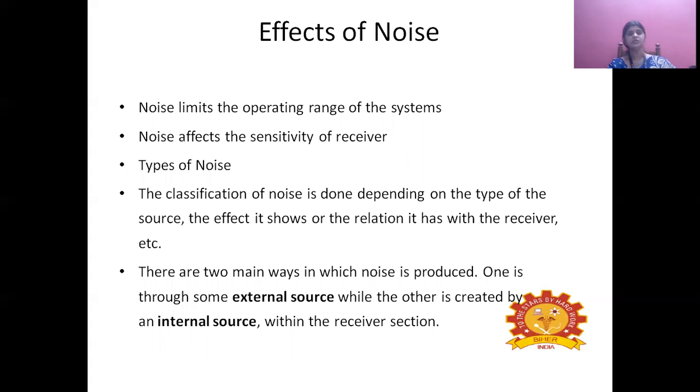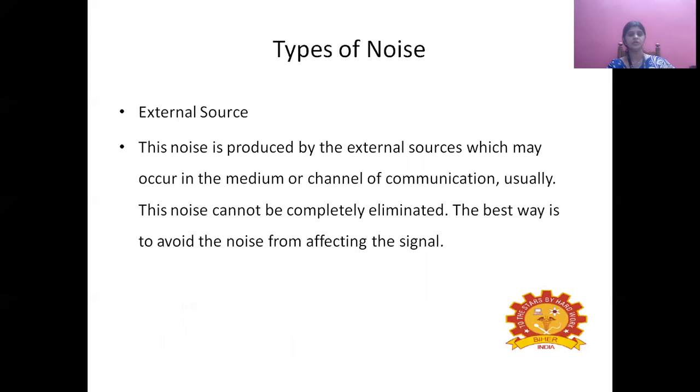The types of noise. The classification of the noise is done depending upon the type of the source, the effect it shows, or the relation it has with the receiver, etc. There are two main ways in which the noise is produced. One is through some external source, that is, the source of noise will be external to the receiving system. The other is created by an internal source, that is, the source of noise will be internal to the receiving system, within the receiver section. So there are two categories of noise. One is called the external noise, the other one is called the internal noise.